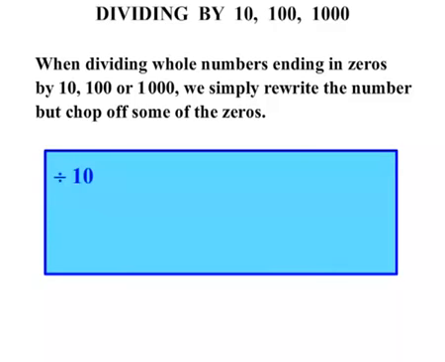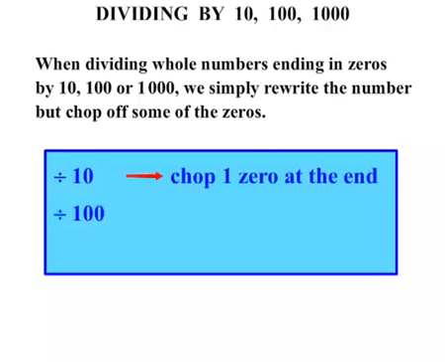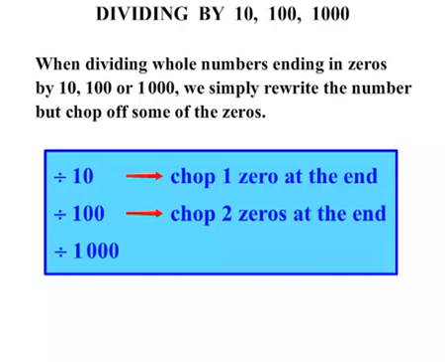If we divide by 10, we're going to chop 1 zero at the end. If we divide by 100, we're going to chop 2 zeros at the end. And if we divide by 1000, we chop 3 zeros at the end.